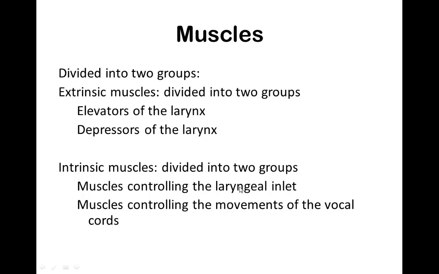So the muscles of the larynx. The muscles of the larynx are divided into two groups: extrinsic and intrinsic muscles. The extrinsic muscles are outside the larynx, and their function is to elevate or depress the larynx. The intrinsic muscles are inside the larynx, and they either control the laryngeal inlet or control the movement of the vocal cords.